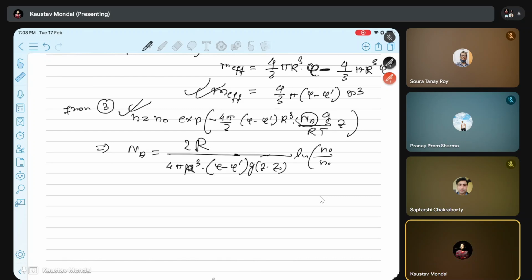So this way you can also calculate the Avogadro number of the system.